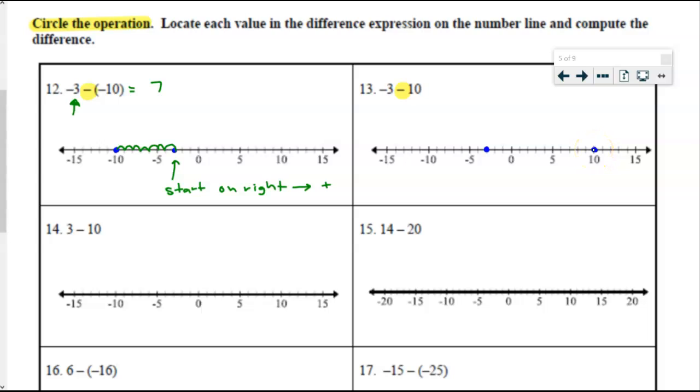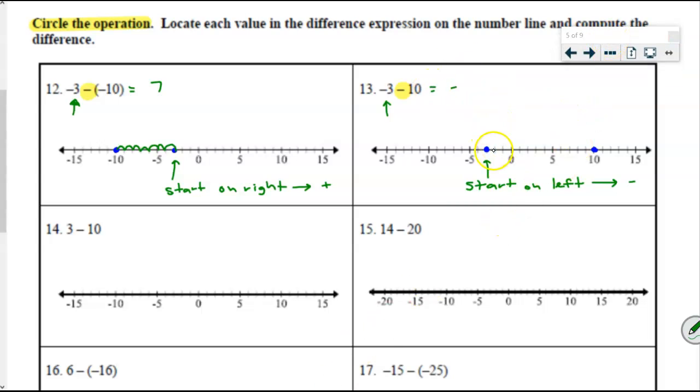There it is. Where am I starting? Starting there at -3. So I'm going to draw my arrow here at -3. And this time it looks like I'm starting on the left. So starting on the left now means that my answer is going to be negative. So I'm going to show negative first, and then let's count the bunny hops. 1, 2, 3, 4, 5, 6, 7, 8, 9, 10, 11, 12, 13. So not just 13, but -13 since we started on the left.